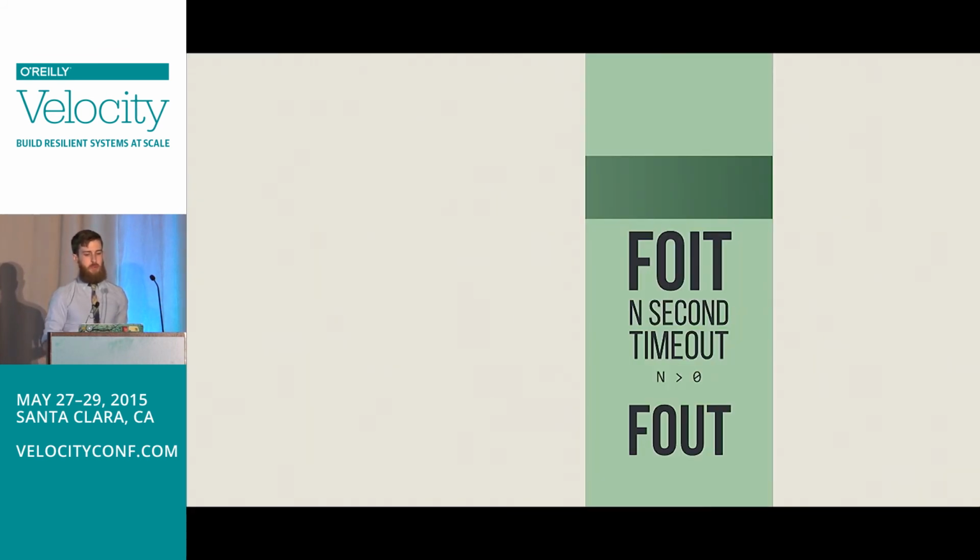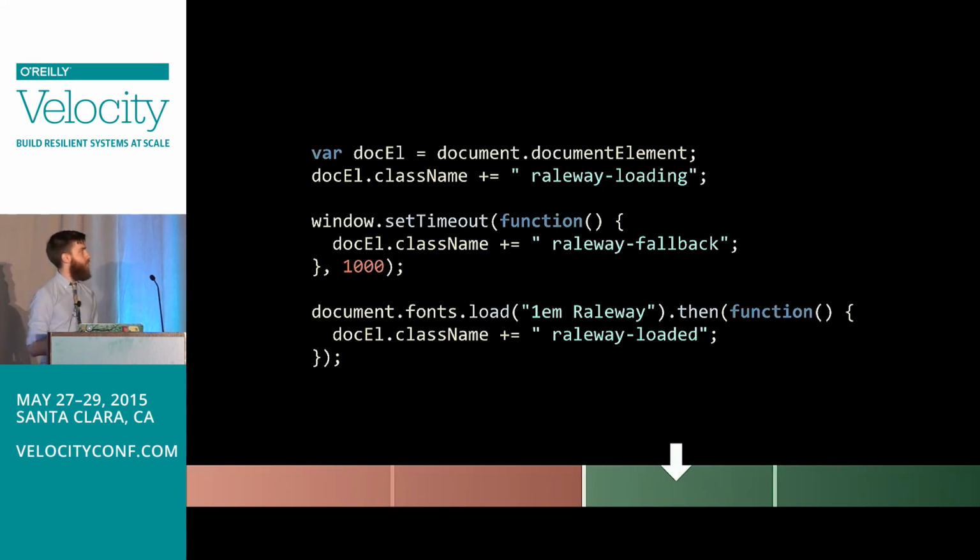A little bit more difficult to implement is flash of invisible text with the one-second timeout. I'll just go quickly through this since I don't know how much time I have left. About 5 minutes. So we apply a loading class to the document when the JavaScript loads. After a second, we have a setTimeout on a fallback. And then we use the exact same mechanism we were using before. When the font is loaded successfully, we apply a new class there.